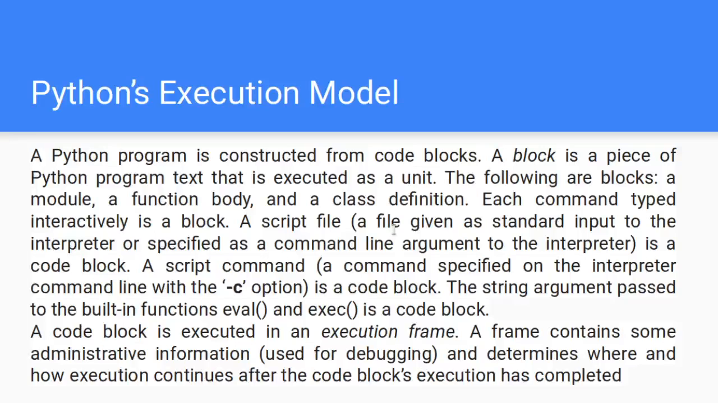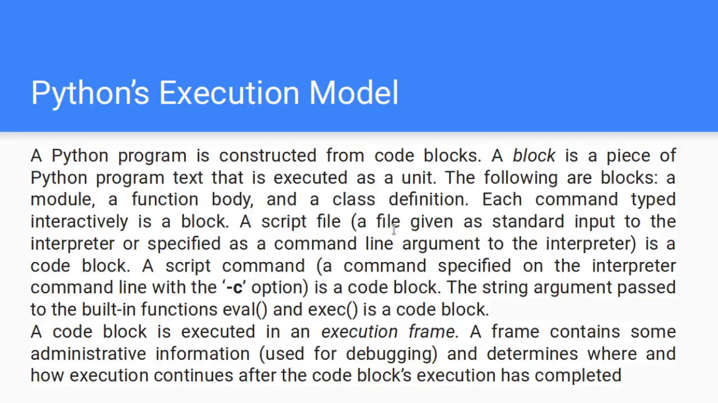Python's execution model. A Python program is constructed from code blocks. A block is a piece of Python program text that is executed as a unit. The following are blocks: a module, a function body, class definition. Each command typed interactively is a block. A script file, a file given as standard input to the interpreter or specified in command line argument to the interpreter, is a code block.